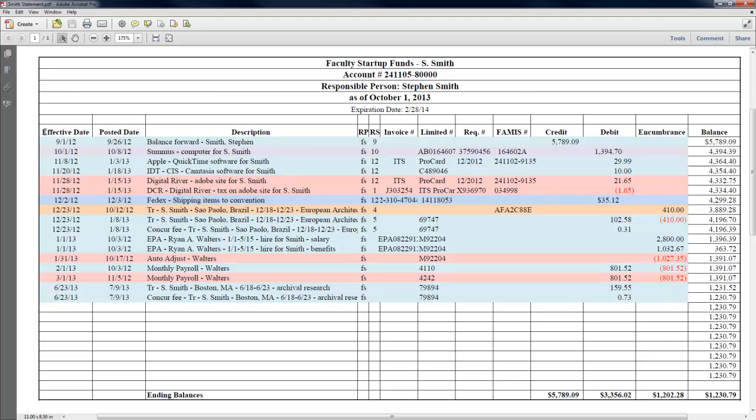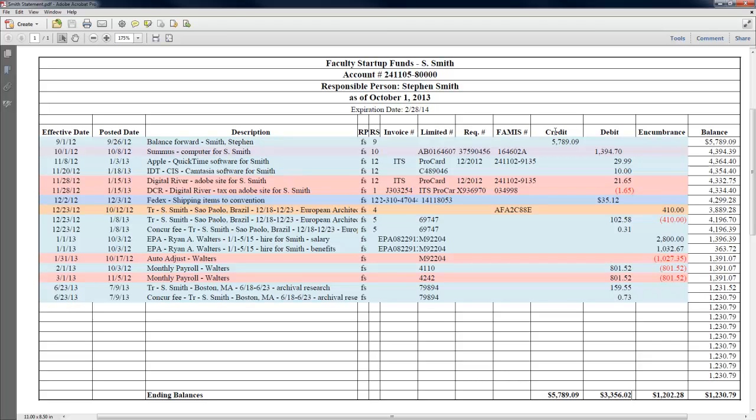Over here you'll see some dates. The effective date is generally the date of the transaction. The posted date is the day that it was put on the spreadsheet. Description is, as you would guess, a description of the transaction. And these next 6 columns here are internal reference numbers, so you can generally ignore those.